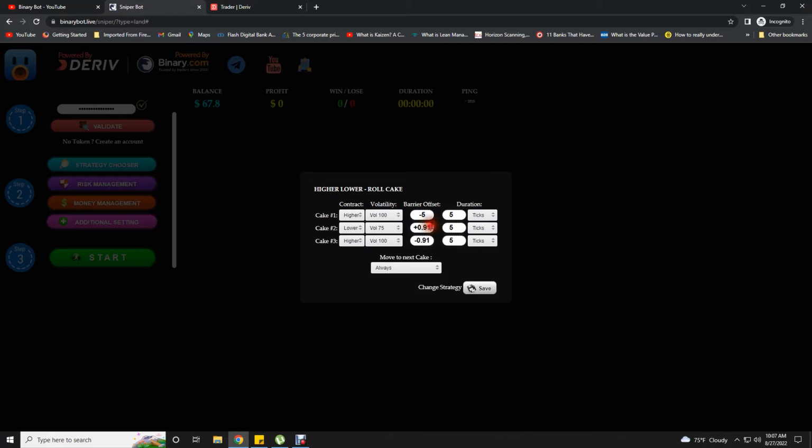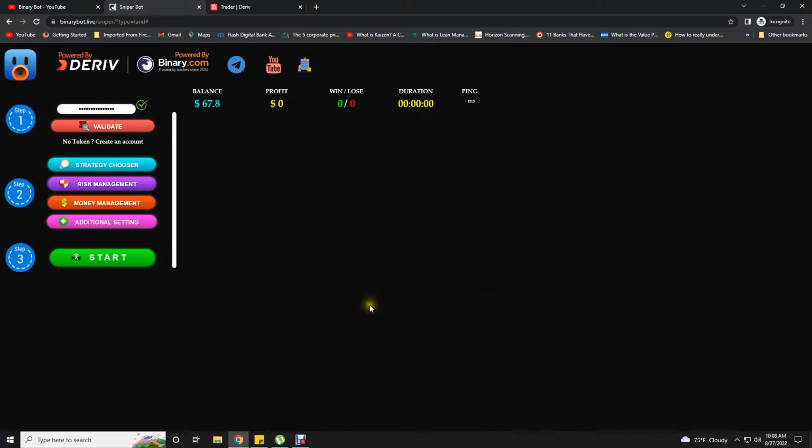Then you need to change the Cake 2 barrier to +3.1, and keep Cake 3 as it is. After that, change the move to next Cake option to if loss, and then you can click save.